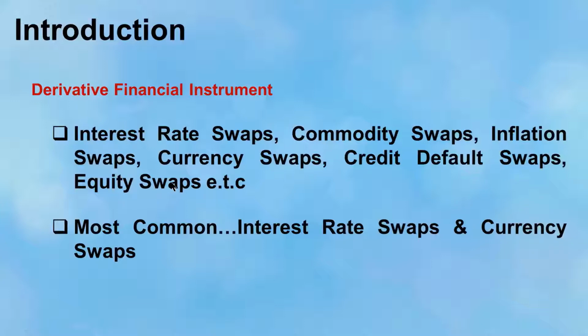And as you know, the name itself indicates the underlying asset. In case of interest rate swap, the interest would be the underlying asset. Interest paying debt is actually the underlying asset in this category. However, the most common are, as we all know, interest rate swaps and currency swaps. So we would be mainly discussing interest rate swap and currency swap. Let's move forward.